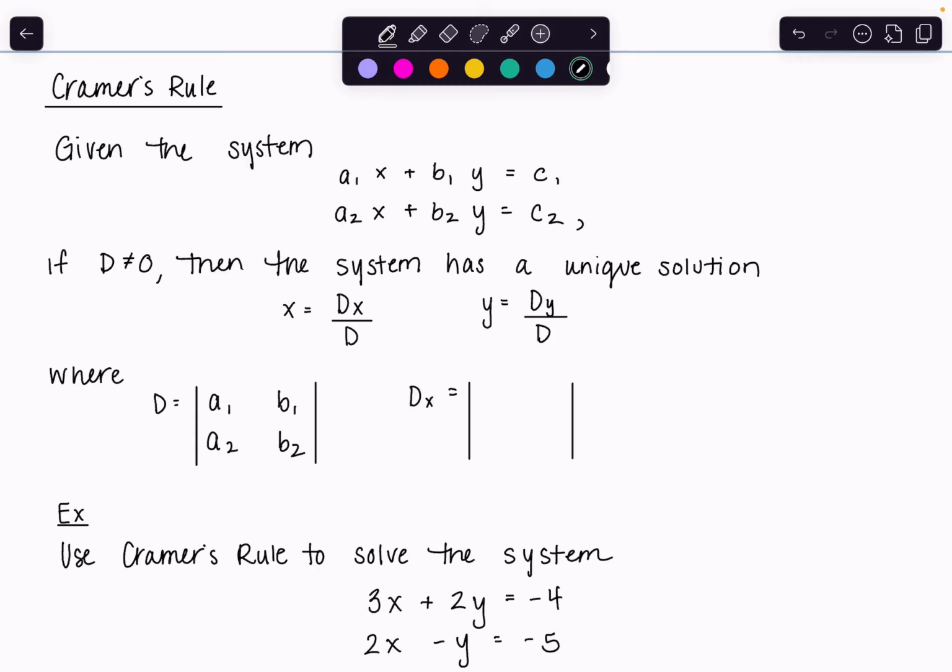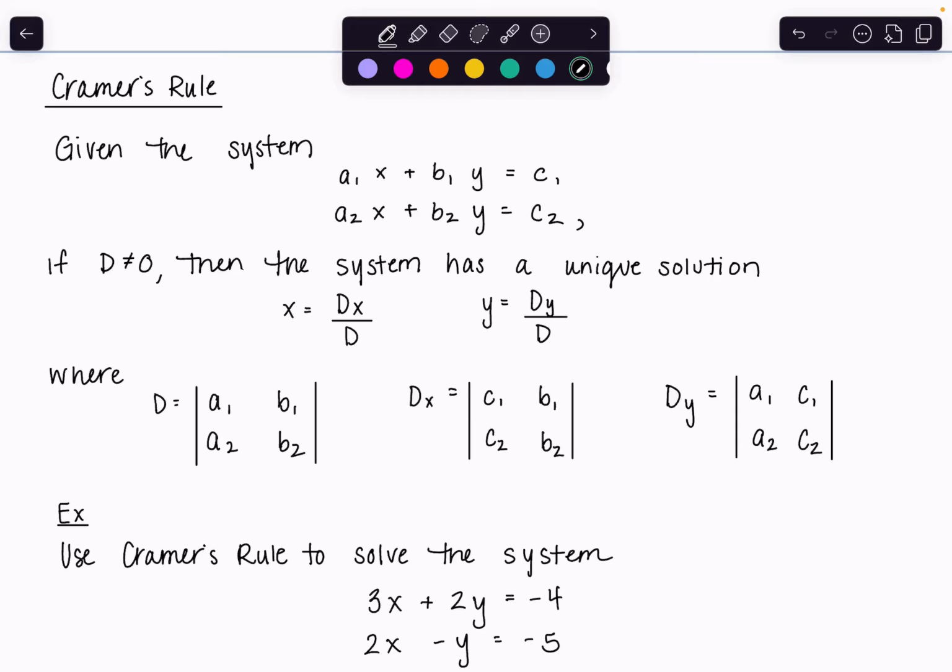And what you're going to do here, instead of having these x values, you replace them by the coefficients. So that first column is replaced by what it equals. And then the y stays untouched. And then D sub y, same idea. My x has nothing changed, so I still have the coefficients of x. But you replace y's coefficients with the constants.